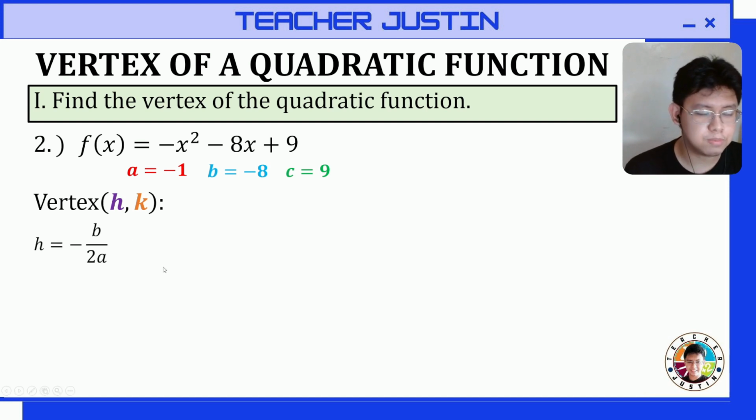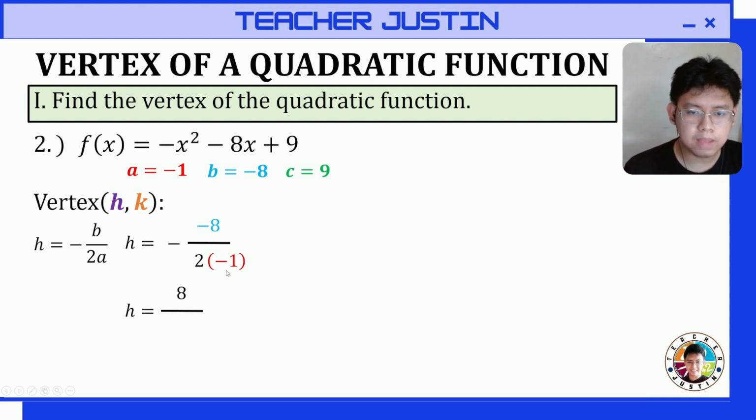So, meron tayong formula na negative b over 2a. Now, substitute natin yung value ni b and a. So, h is equal to negative 8 over 2 times negative 1. Now, let's simplify. Negative times negative will be positive 8. Tapos 2 times negative 1 is negative 2. Now, let's divide 8 and negative 2. That will give us negative 4. So, yan na yung value ng ating x-coordinate.